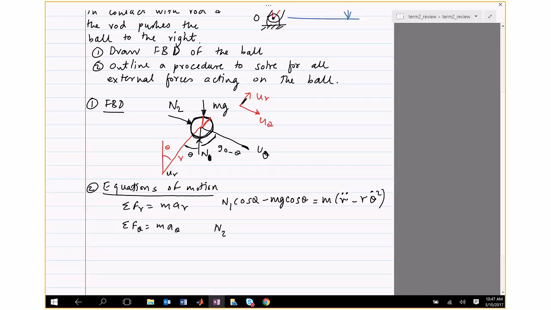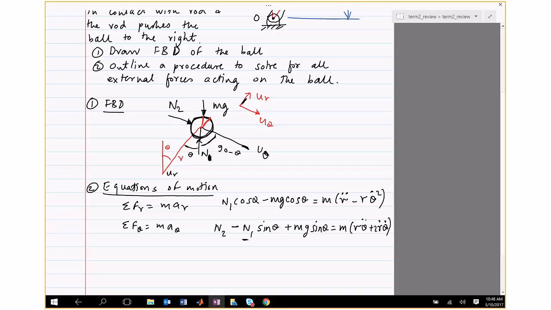So N1, when resolved in the u theta direction, acts in the negative u theta direction. So it's N1 cosine of 90 minus theta, which is sine of theta. And mg has to also be resolved in the u theta direction. That's going to act in the positive u theta, exactly opposite to N1. So plus mg sine theta equals mass times r theta double dot plus 2 r dot theta dot. Okay, that's the acceleration formula. It's in the formula sheet.